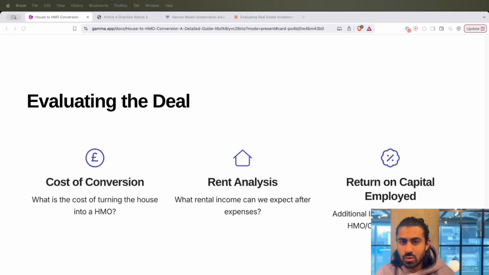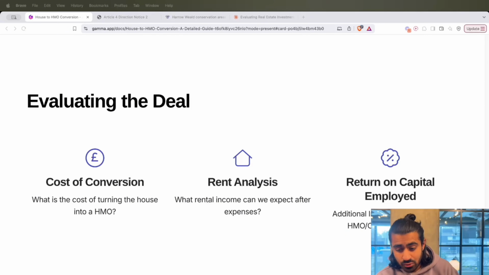So next, once we've looked at the licensing rules and designed our compliant HMO, the next thing we want to do is evaluate the deal. We want to look at the cost of conversion, so what is the cost of turning this property into a HMO? We also want to look at the rental analysis, so what sort of rental income are we looking at after expenses? And finally, we can calculate whether this deal is worth doing or not.